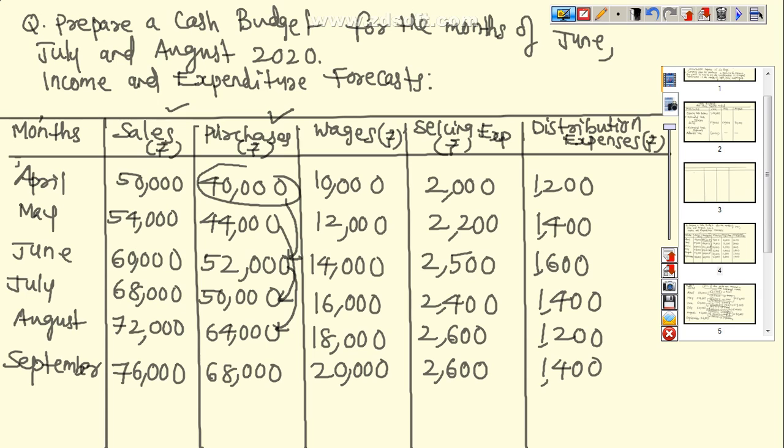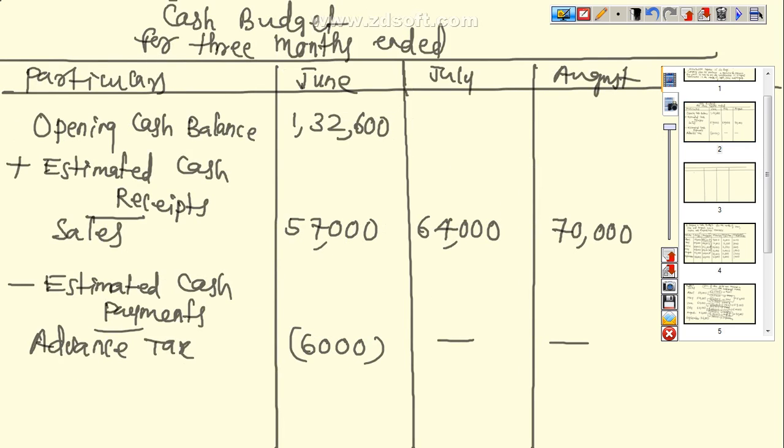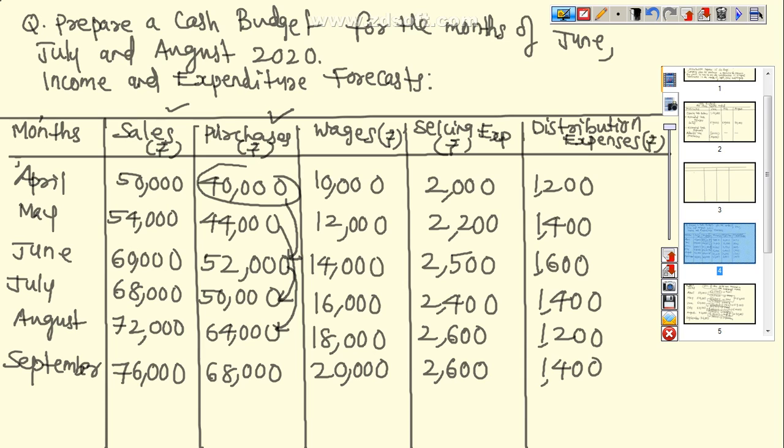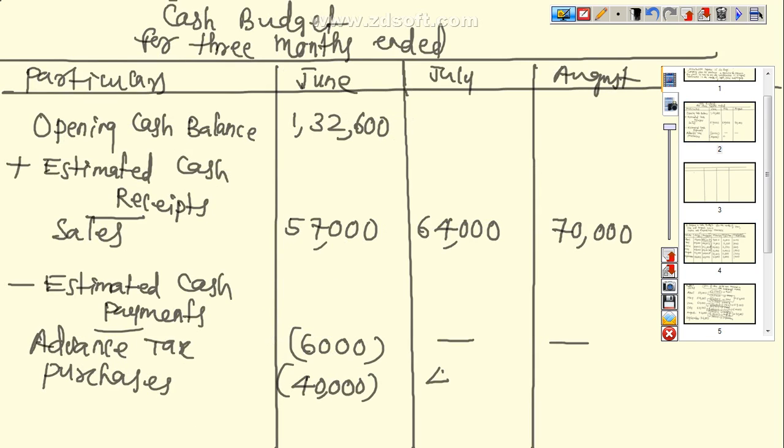So in June we write it here. Purchases, June, we write here 40,000, and in the next month, according to the question, it is 44,000, so we write here 44,000, and in the next month we have to write here 52,000.